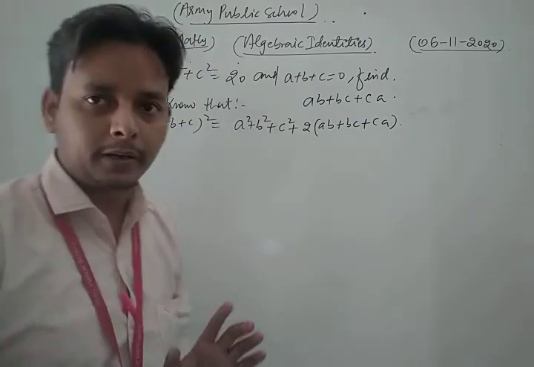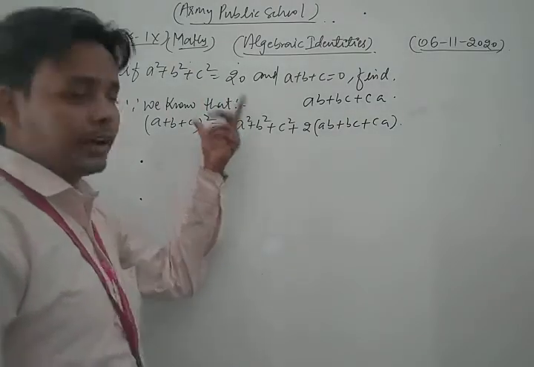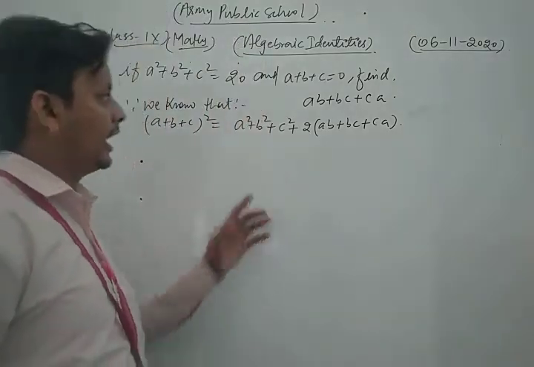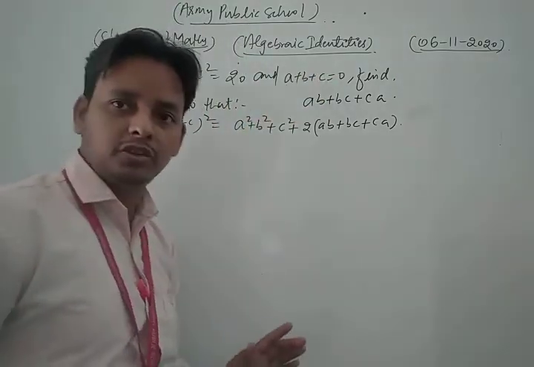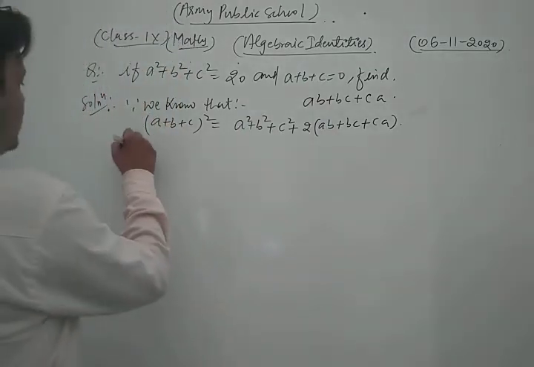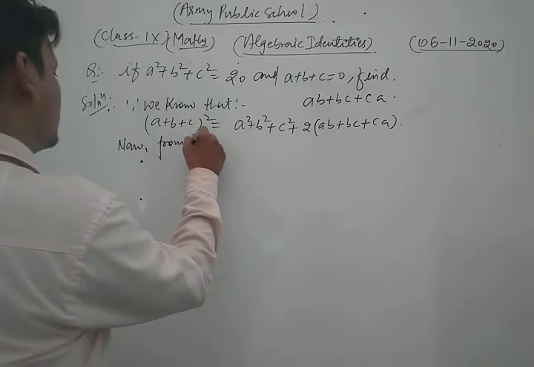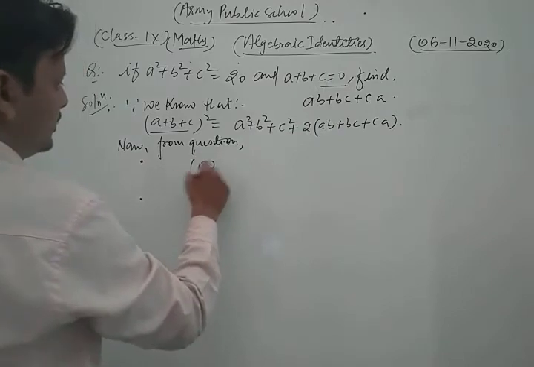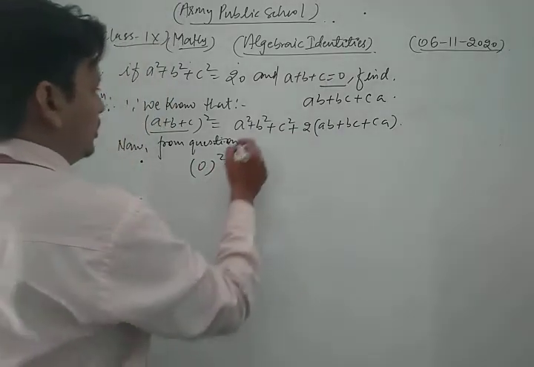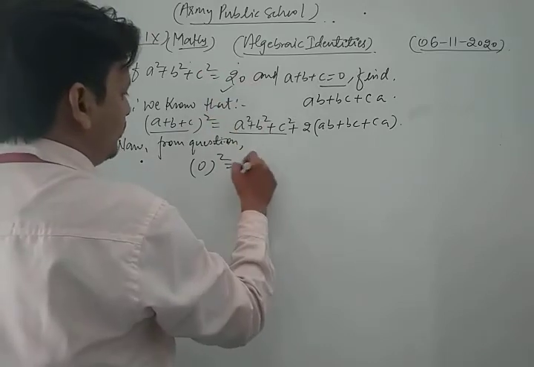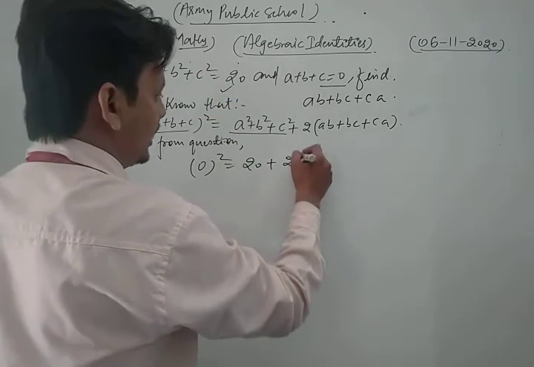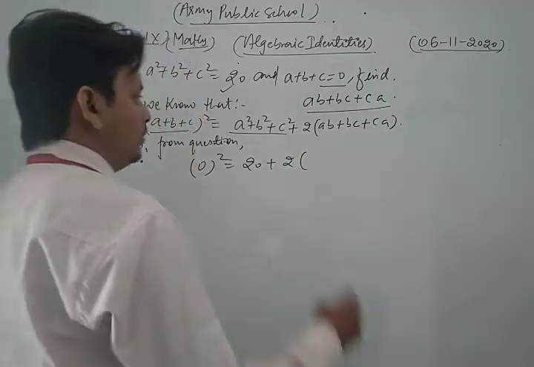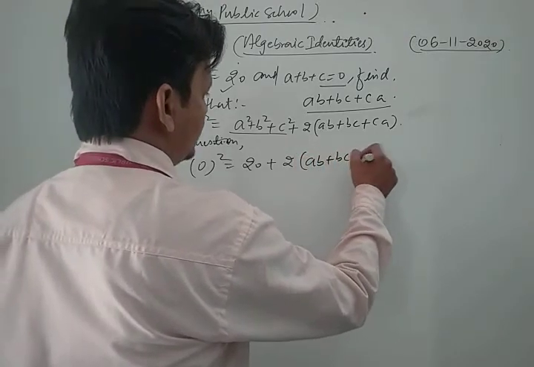We can write now. Okay. Now let's see. Here the value of a square plus b square plus c square is 20, so we put 20 at that place. And the value of a plus b plus c is 0. So from the question we put a plus b plus c as 0. So we write 0 square is equal to 20 plus 2 times, we find the value of ab plus bc plus ca. So we write that value as it is: ab plus bc plus ca.